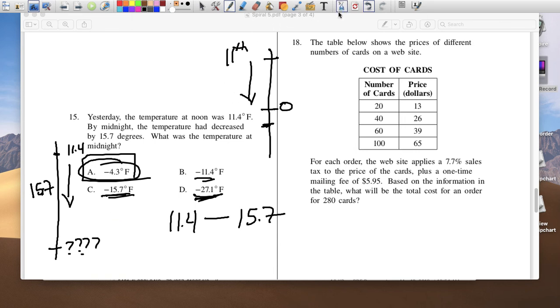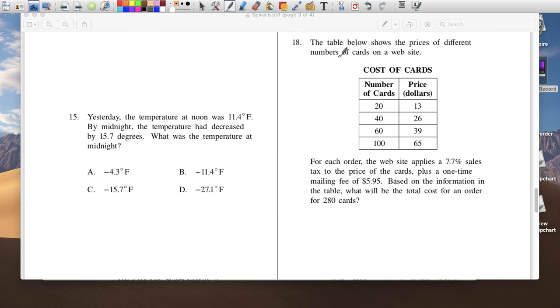Number 18. The table shows the prices of different number of cards on the website. For each order, the website applies a 7.7% sales tax to the price of the cards, plus a one-time mailing fee of $5.95. Based on the information on the table, how much will it cost for an order of 208 cards?